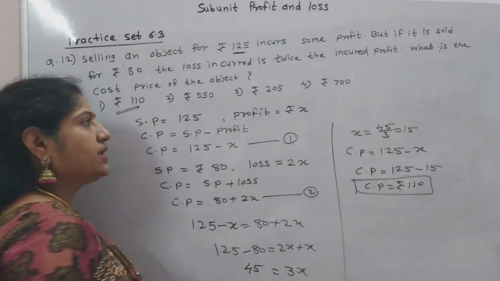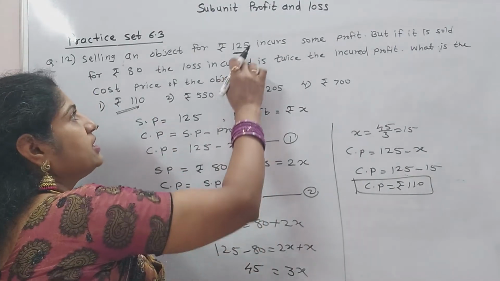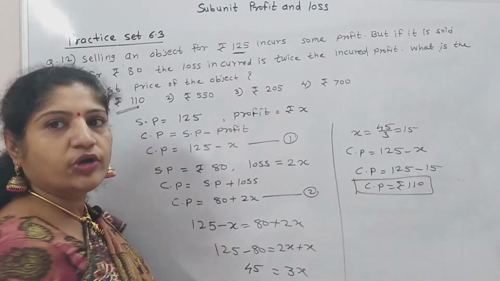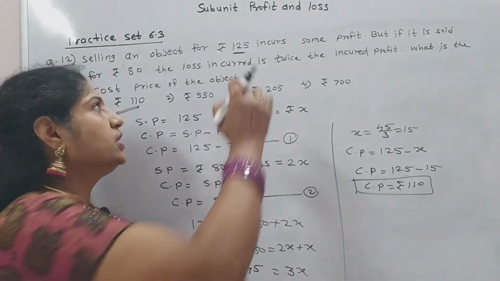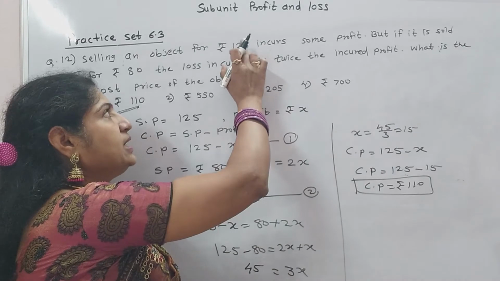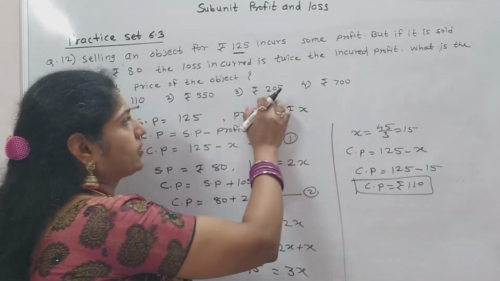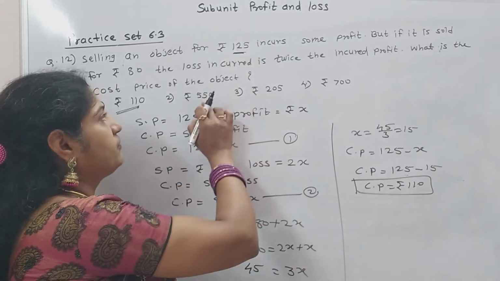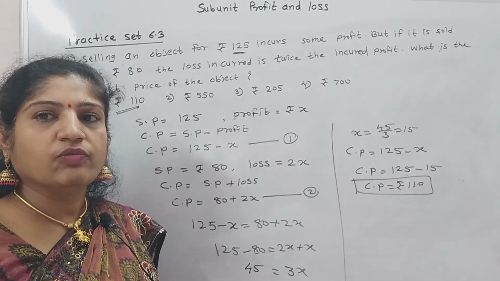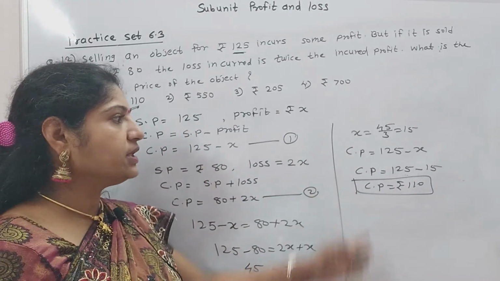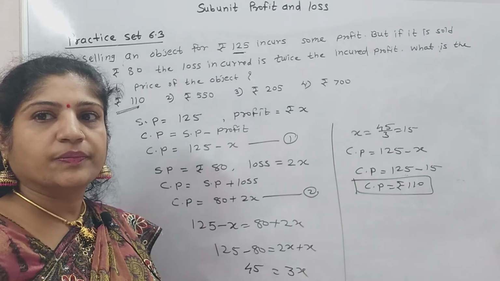But by observation, we can calculate the answer, because here the selling price is 125 and there is a profit. So the cost price must be less than 125. These options are not less than 125. So the answer is 110, option number 1. No need to solve all these; by observation, we find the answer.